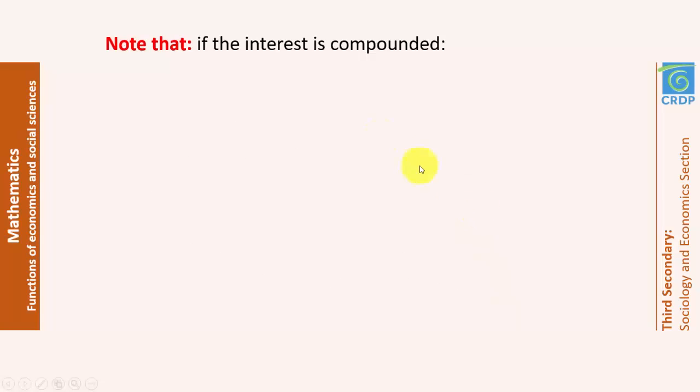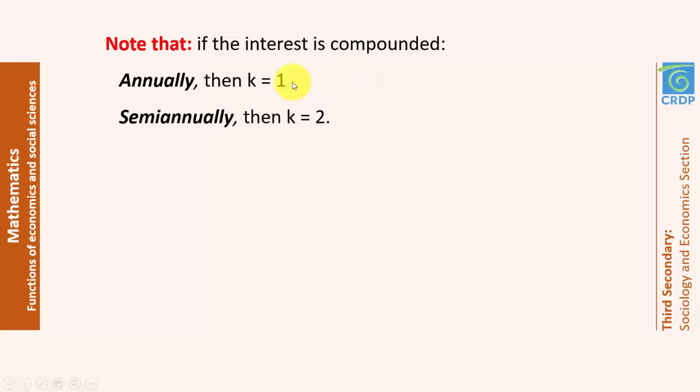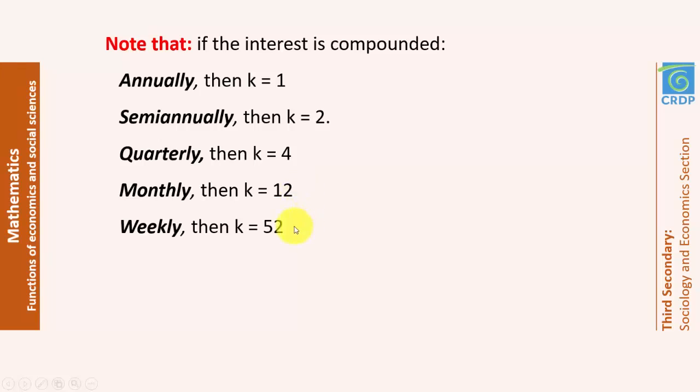Note that if the interest is compounded annually, then K is 1. If it is compounded semi-annually, then K is 2. If it is compounded quarterly, then K is 4. Monthly, then K is 12. And weekly, then K is 52. This means that this is the number of periods per year. If it is daily, then as we have seen, in the ordinary year, leap year, or the commercial year, K is either 365, 366, or 360.